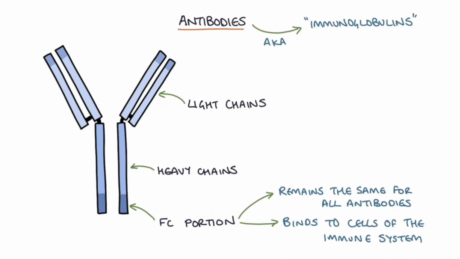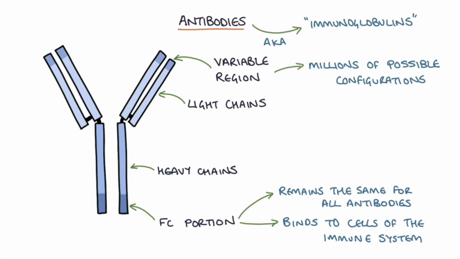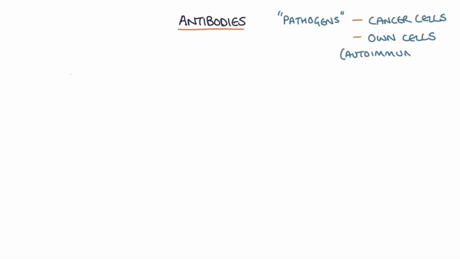The top of the Y contains what's called the variable region, and this has millions of possible configurations, and it's this part that's designed to match only a single type of antigen. So how are these antibodies any use in fighting off disease? Antibodies help the immune response in a variety of different ways. As we go through these different ways, we're going to talk about pathogens. But instead of pathogens, we can also mean cancer cells or cells of the person's own body when they have got an autoimmune condition. Remember, antigens are just proteins, and they don't necessarily have to be from pathogens. They can be proteins from anywhere.